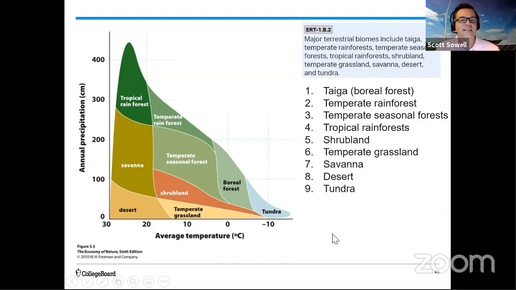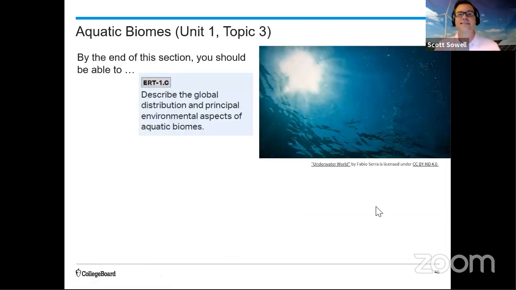So one of the things that I typically have my students do is cover up these words and see if you can place each biome in its correct category. It's a good review for all of the terrestrial biomes. All right, so that's the land. Now let's go to the water.